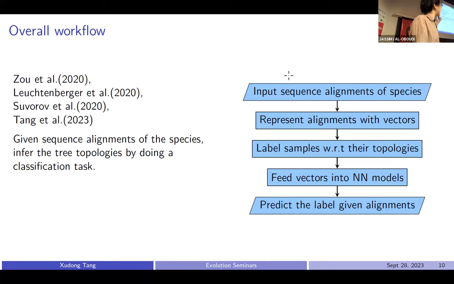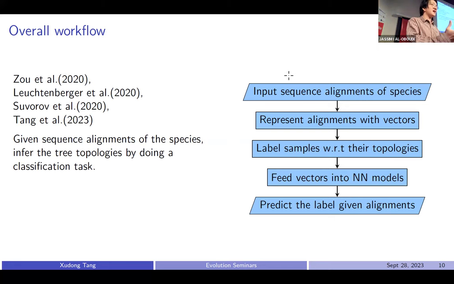Even though those models have many differences in their technical parts, the overall workflow is very similar. We're given the sequence alignment for species, and the first thing we do is represent those sequences with a much shorter vector. This is pretty common in machine learning. It lowers the dimension and makes the training easier. And the next part is where all the problem comes from.